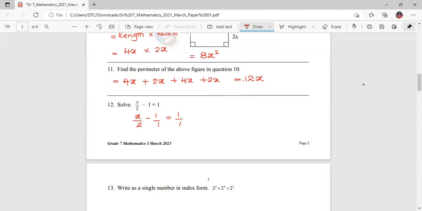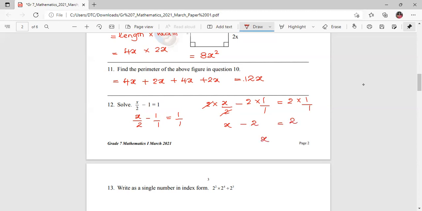The common denominator is 2. Then what I do, I multiply each and every item by 2, right? Like this. So we'll see what happened now. 2 and 2 we can cancel. So then x is here. So then 2 times 1, it is -2. And here 2. Now what happened?